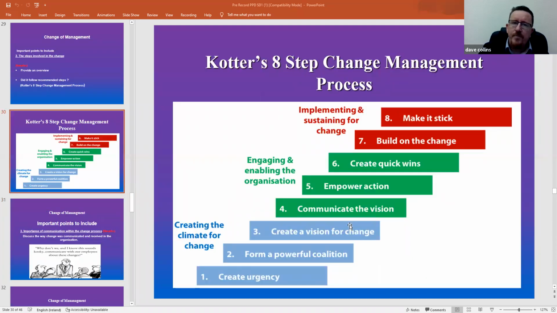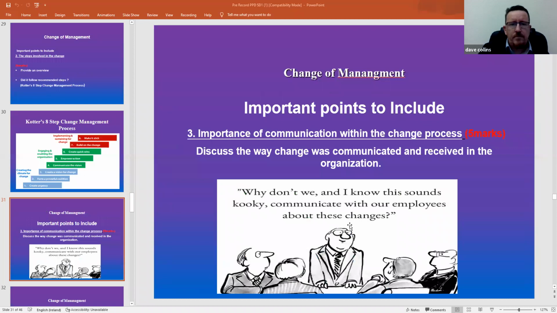And that's where sometimes a lot of these things fail. They're not monitored, they're not evaluated, and they just fail. So number 3, important points to include. Discuss the way change was communicated and received in the organization.